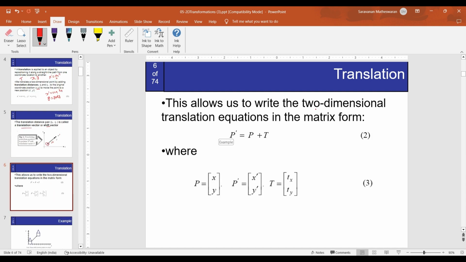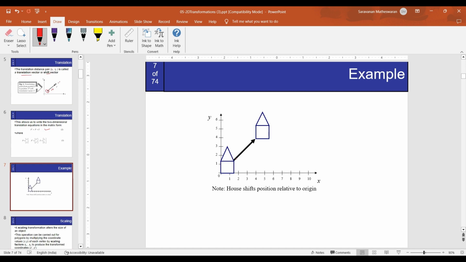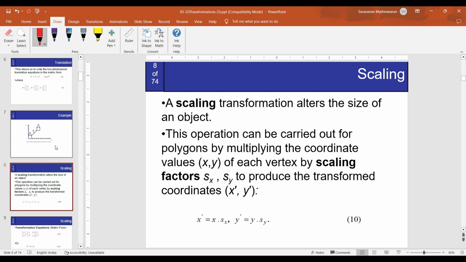First of all, convert the two-dimensional translation into matrix format. The point has x comma y, the new point has x dash comma y dash, and t has t of x comma t of y. If you want to plot a point, there are objects like triangles. You want to move from one house, or shift from one location to another. That is the original position, and by translating the position by the translation distances, the object moves. This is considered a translation.